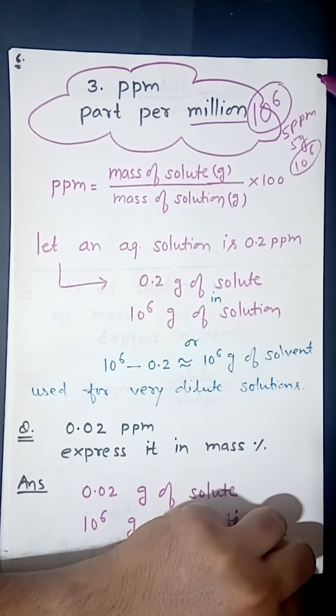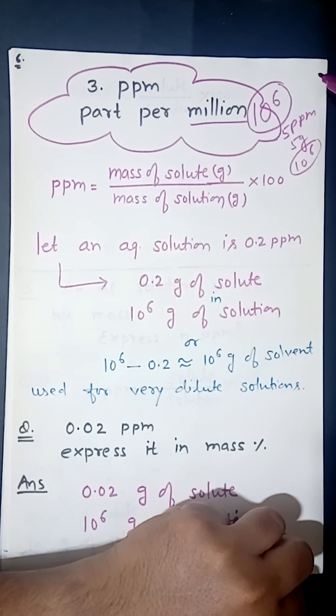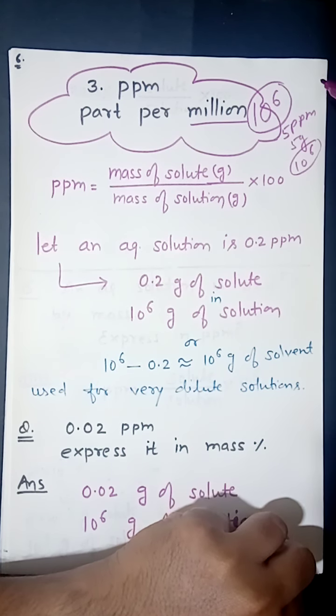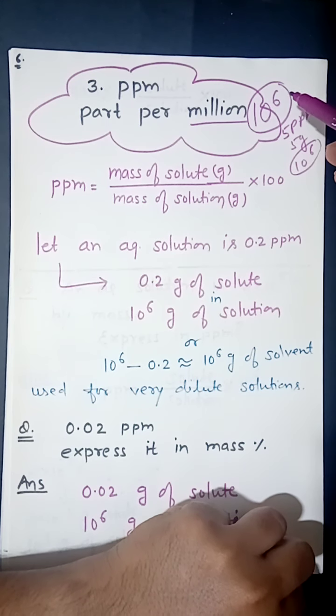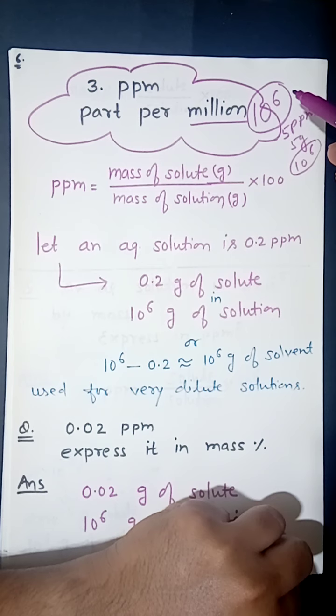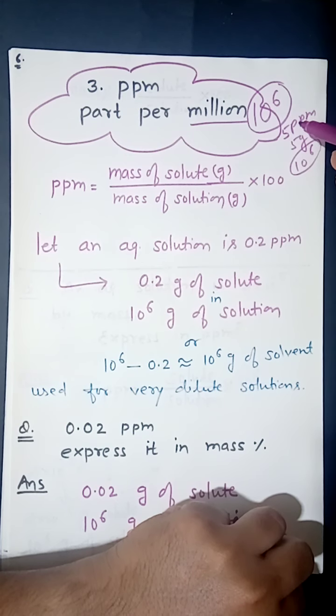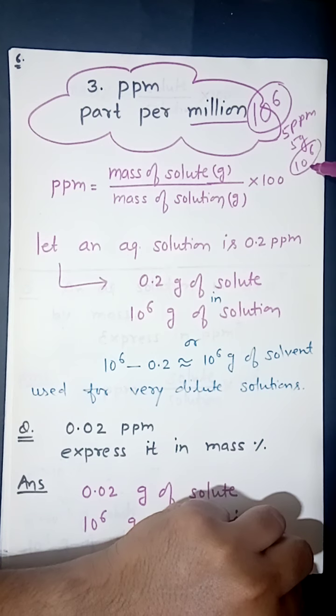So ppm is by default used by mass. It is not used generally by volume. ppm means parts per million, percent means per 100. So 5 ppm means 5 gram of solute in 1 million, which means 10 raised to power 6 gram of solution.